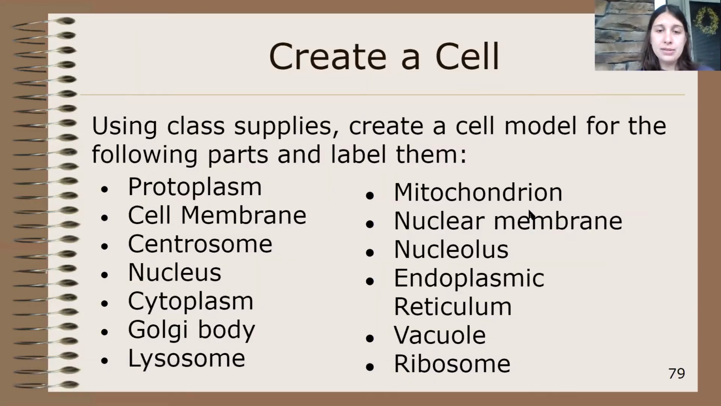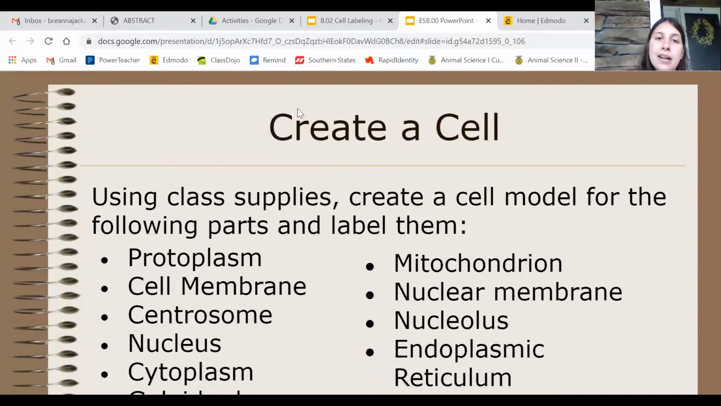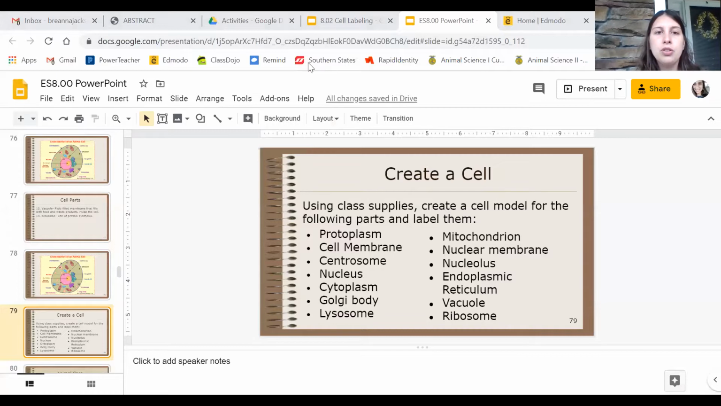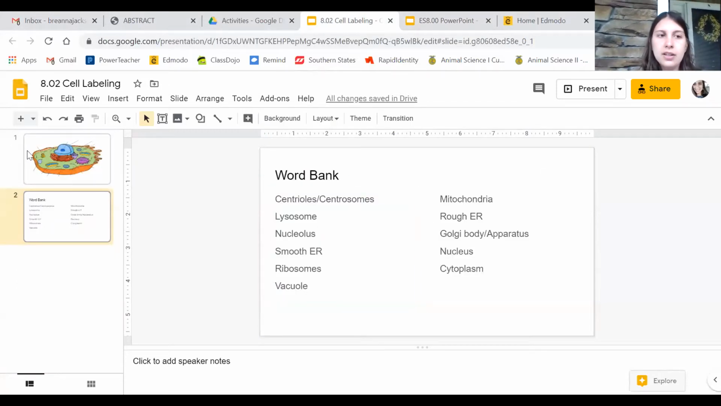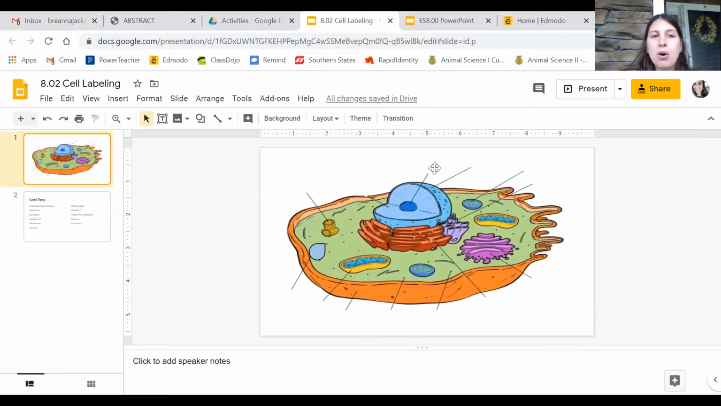So if we were in class, you guys would be making your own cell model. Because we're not in class, unfortunately, you guys are going to go through, you're going to use this word bank, and you're going to label these parts of the animal cell. And then you're going to turn that in.